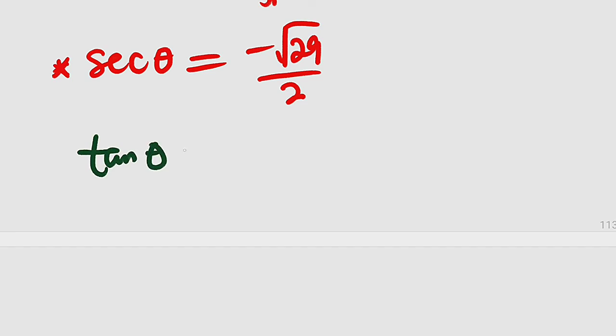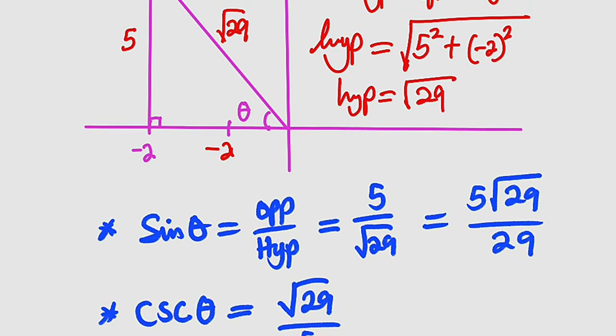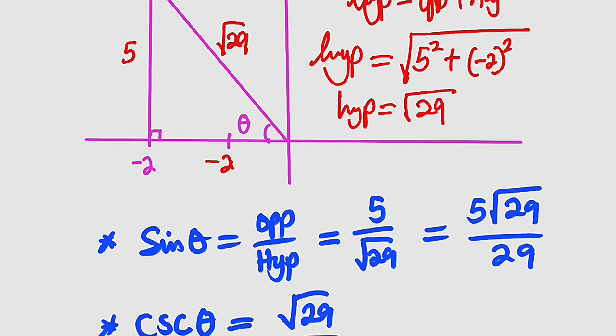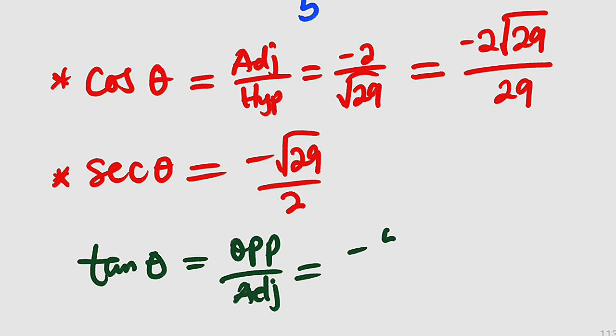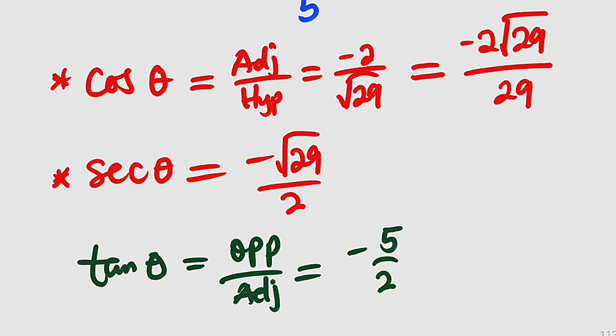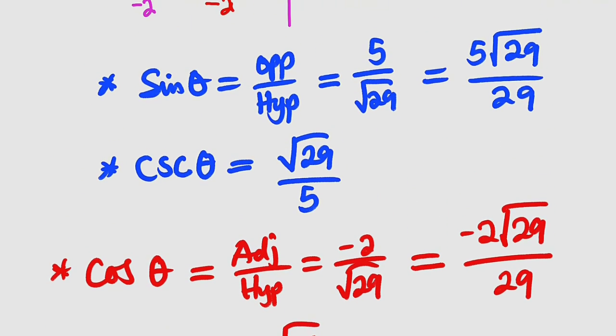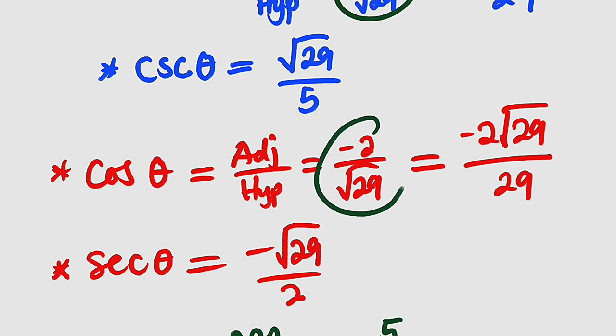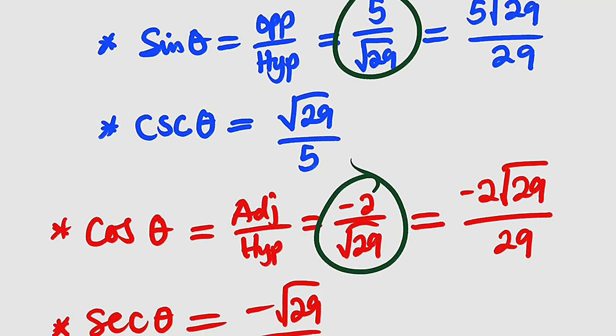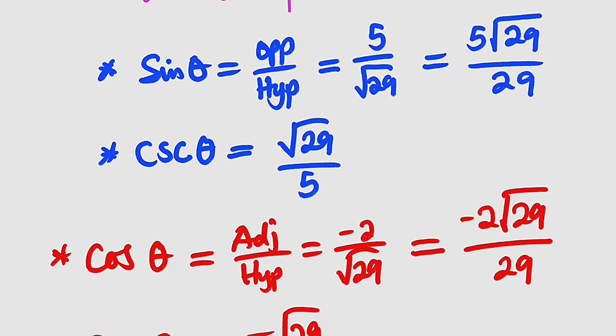Tangent of theta is what? Opposite divided by the adjacent. Opposite is 5, adjacent is -2. Opposite divided by the adjacent, -5 divided by 2. Or you can take the ratio of sine and cosine. Just take this and divide by this. You're going to obtain -5 divided by 2, definitely.